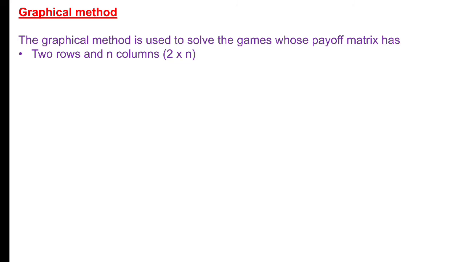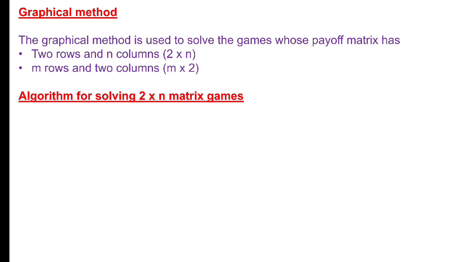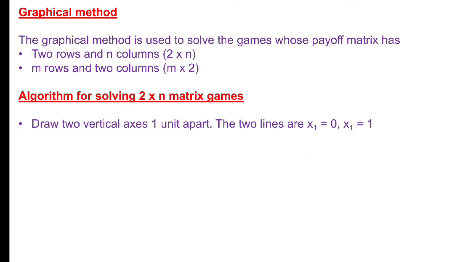Now how to use it, some rules will be followed here. 2 rows and n columns we will solve first, and m rows and 2 columns we will solve second. Algorithm for 2 rows n columns matrix games. First we solve 2 rows and any number of columns. Then draw 2 vertical axes 1 unit apart. The 2 lines are x1 equal to 0 and x1 equal to 1.